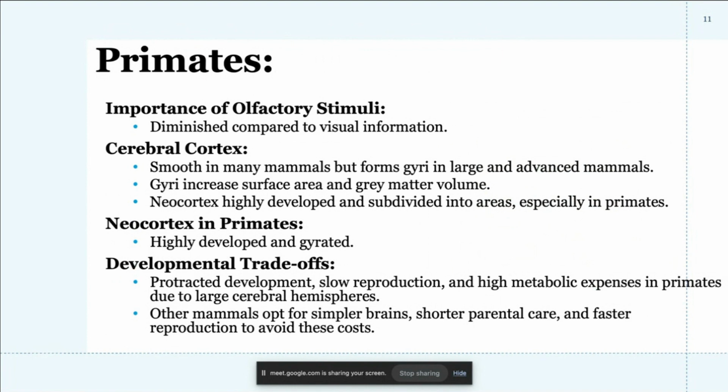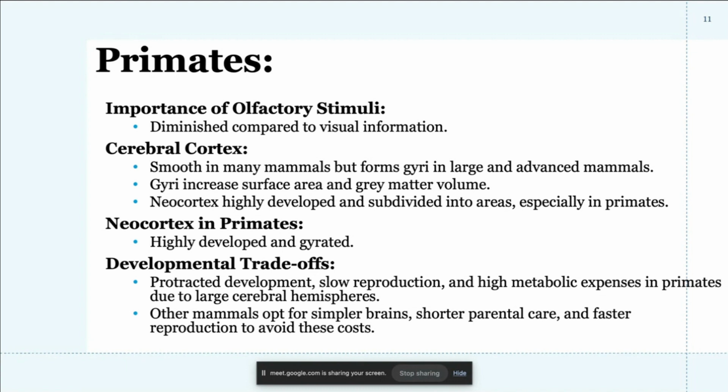Now, because of our larger brains, we have some negatives. For example, we have high metabolic expenses, meaning that because our brain is larger, we require more nutrients to power it. We'll also have slower reproduction than animals that have smaller brains, because reproduction requires a lot of energy, and our brains are larger, so we need to give them more energy for any simple function to even occur.